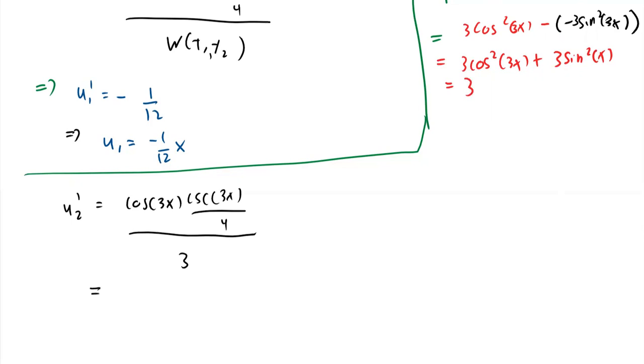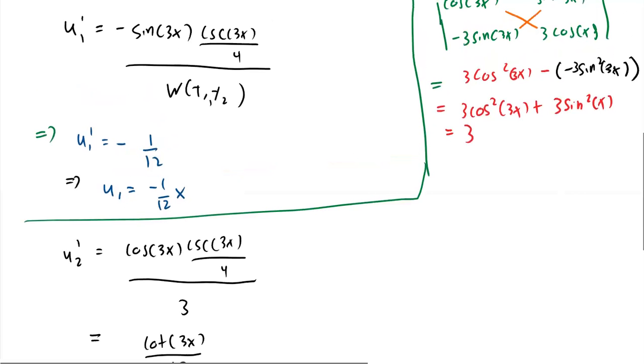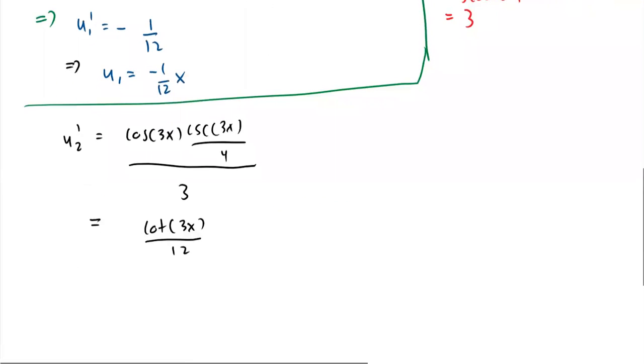Let's simplify. Cosine 3x times cosecant 3x is the same as cosine 3x over sine 3x. Now that's cotangent, if I'm not mistaken. So here we get cotangent of 3x all divided by 12. Now we integrate this to find u2.